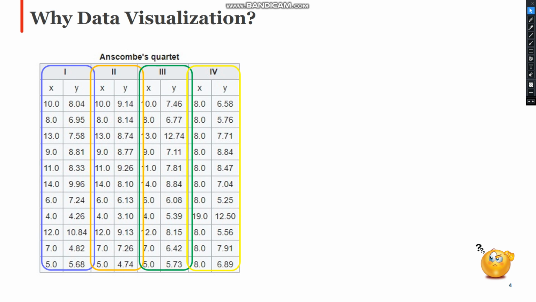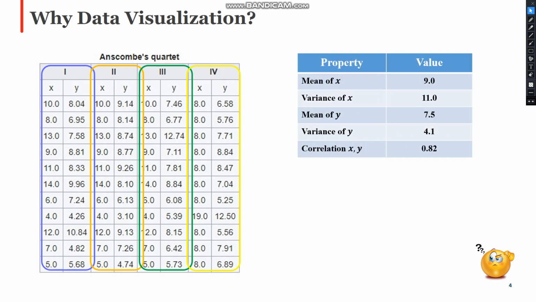We may try to use the summary statistics where the mean value, the variance, and correlation are given. For example, like this. But surprisingly, you see, for all the 4 sets of data, they have the same summary statistics, the same mean, same variance, and also the same correlation. So you may ask, are they really the same even though they have the same summary statistics?